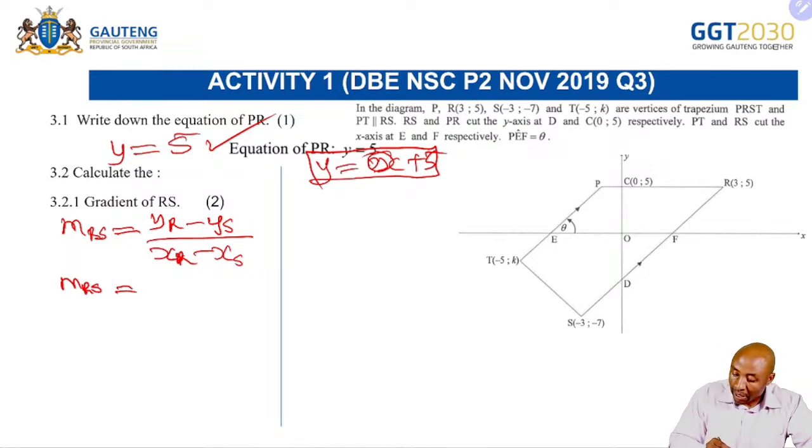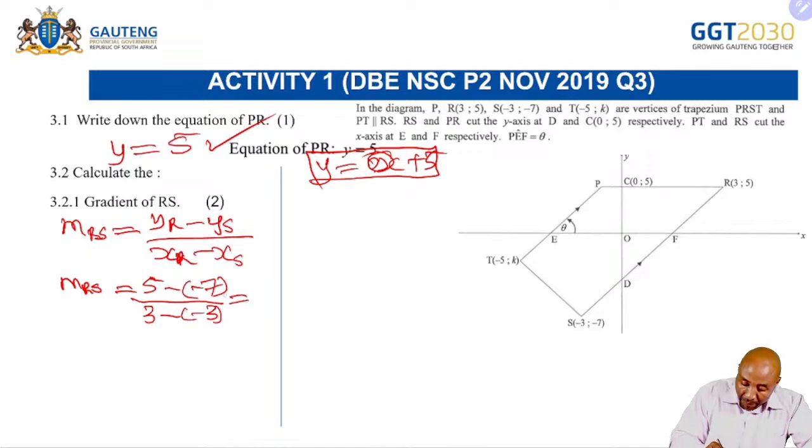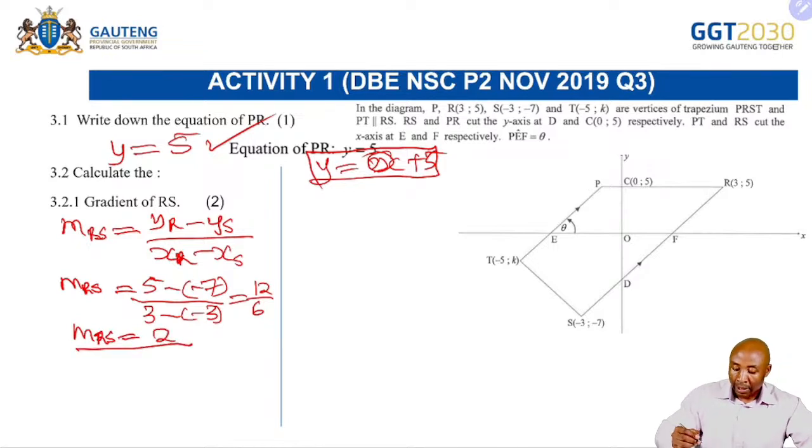So it will be our y at R is 5 minus our y at S, which is negative 7, over our x at R is 3 minus negative 3. And this will give us 5 minus minus 7, which gives us positive 12 over 6. And our gradient for RS will be equal to 2. We are done. So it's 2 marks: substitution into the correct formula and answer.